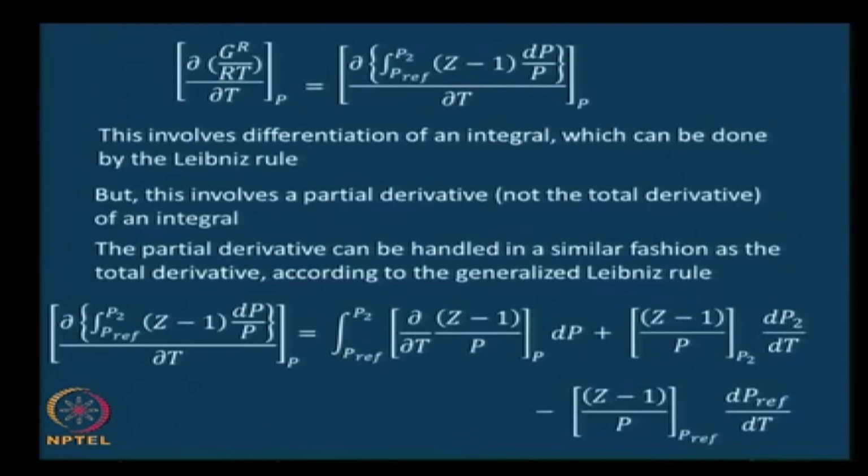Now, take a look at this. This is fine, we will come back to this a little later. This is dP2/dT, P2 is a particular pressure value. Similarly, P reference is a particular pressure value, in this case it happens to be 0. Therefore, we are actually doing the differentiation of a constant, therefore these two terms go to 0, and so the second and third terms on the right hand side are actually 0.